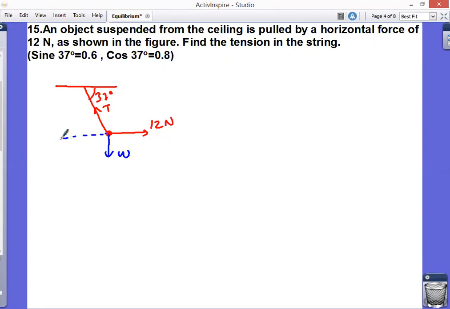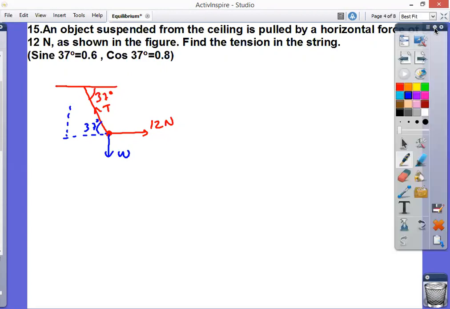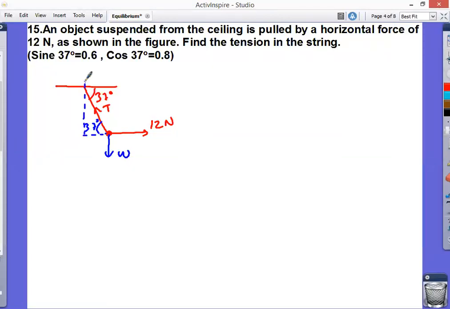So what's going to happen? Again, since here is 37 degrees, this part also is going to be 37 degrees, right? And let's make it like there over here. Sorry for the drawing. Fine, so let's draw it properly. Okay, so now what's going to happen?